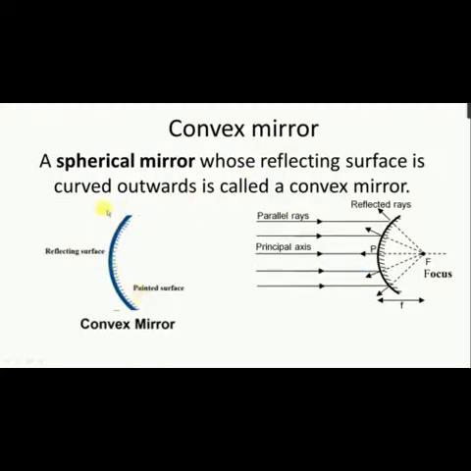Its reflecting part is curved outward, and it is a diverging mirror, and the point from which the parallel rays get diverged is called the focus of a convex mirror, and the focus of a convex mirror is at the back of the mirror. We call it virtual focus because the back side is called the virtual side of the mirror.